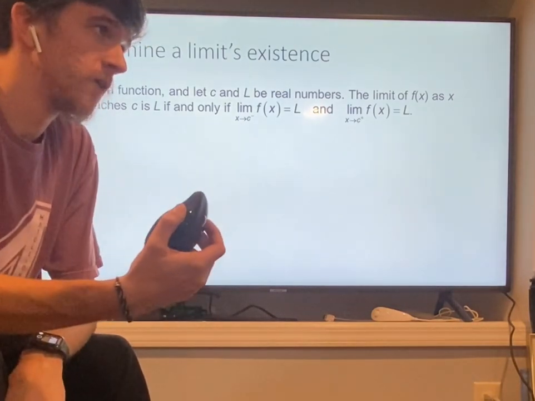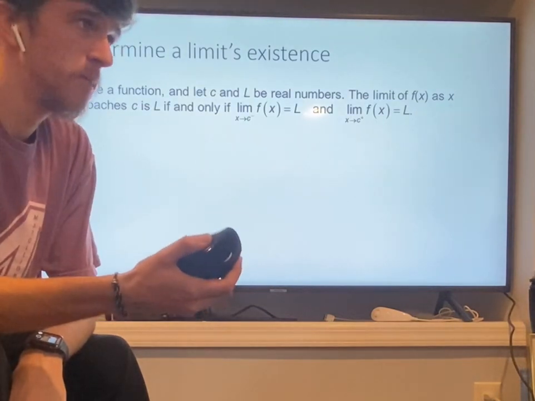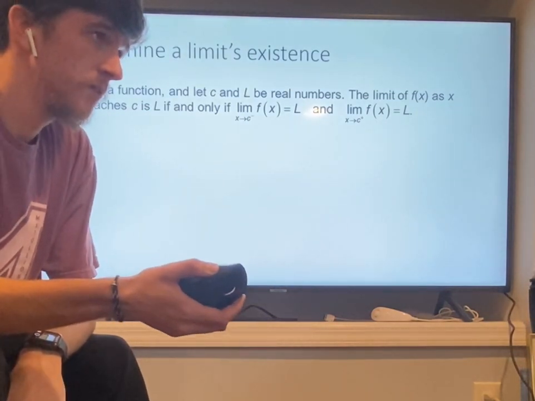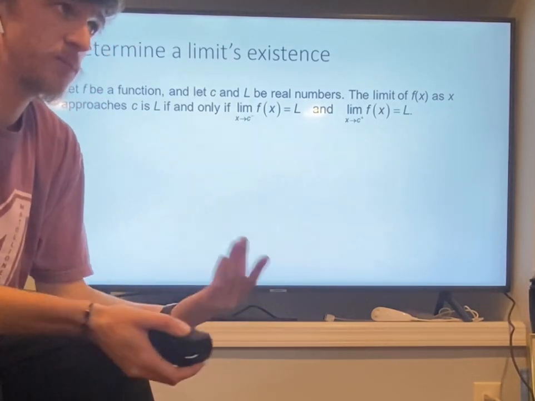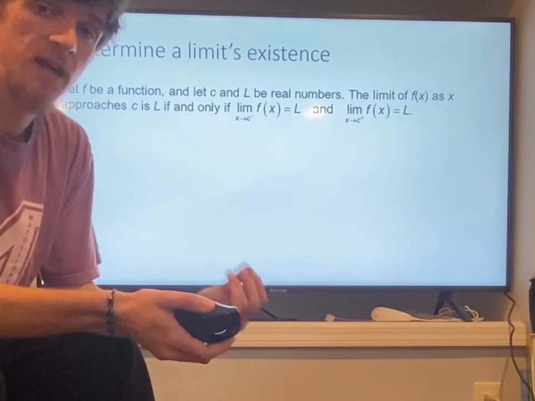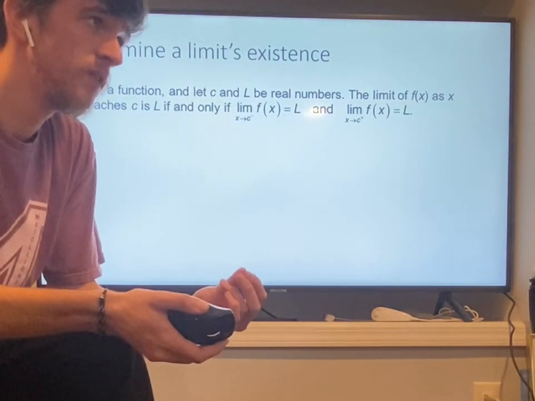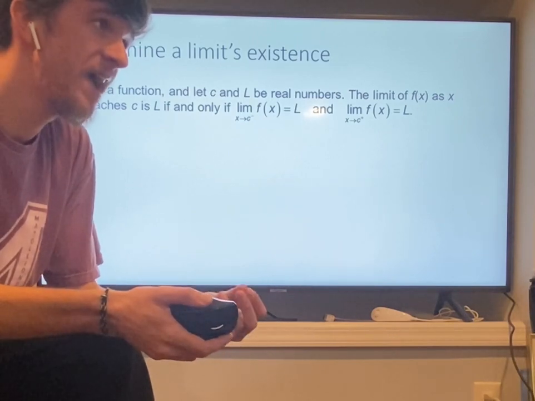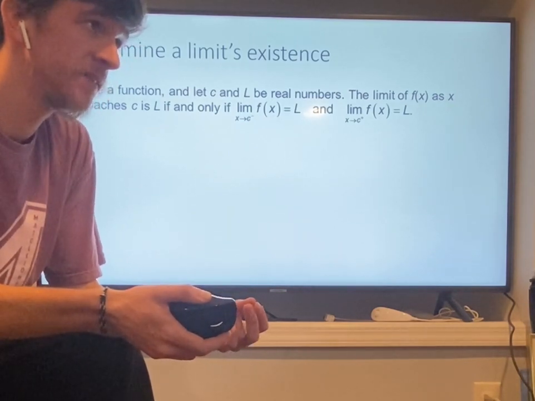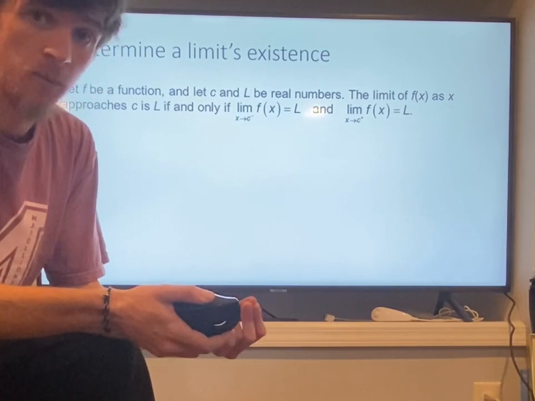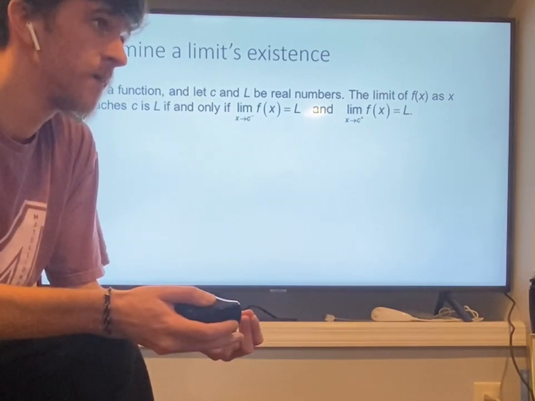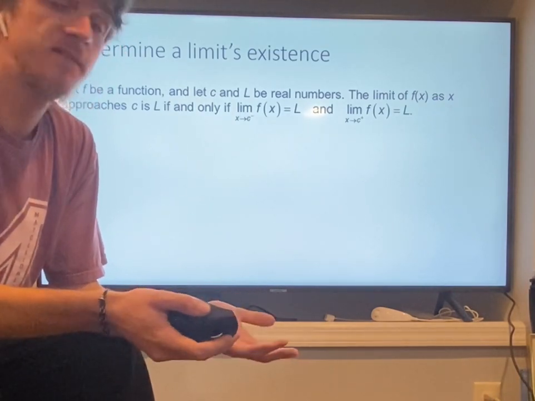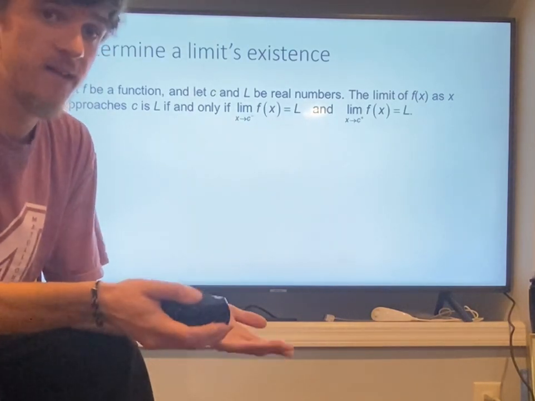Let f be a function, and let c and L be real numbers. The limit of f of x as x approaches c is L if and only if the limit of f of x as x approaches c from the right and the limit of f of x as x approaches c from the left are both equal to L. If that is not the case, the limit does not exist.